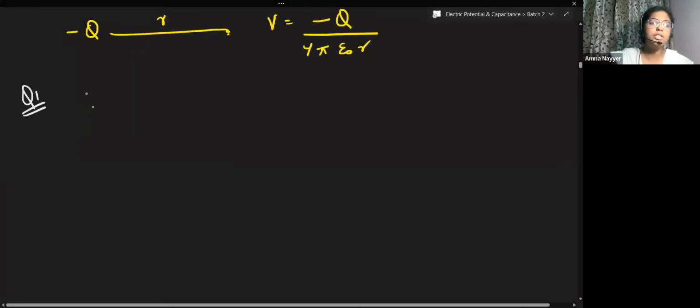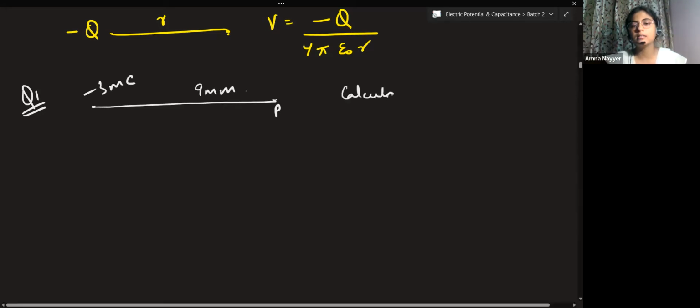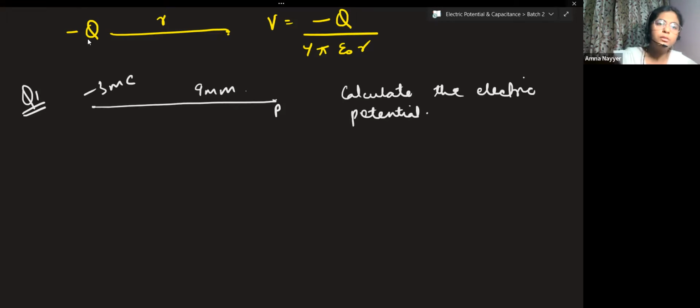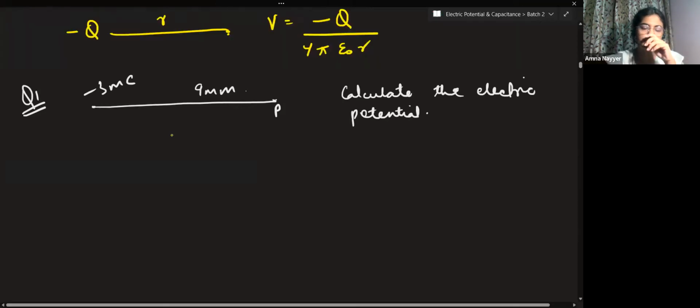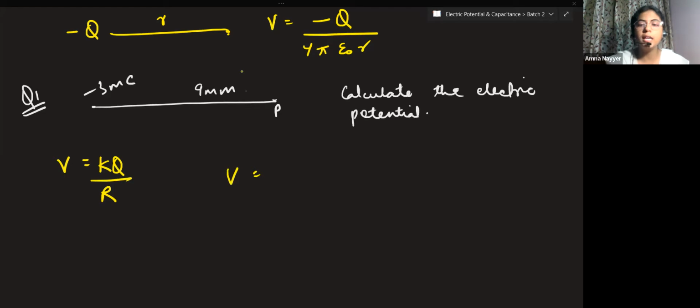So you have a charge of minus 3 millicoulombs at a separation of 9 millimeter at this point. Let's say this point is P. You have to calculate the potential. So see, this is a formula-based question only. How to apply this formula that we have studied? V, the formula of potential, remember, it is kQ by r. k is the constant, Q is the charge that we have, r is the separation. So V is equal to kQ divided by r.